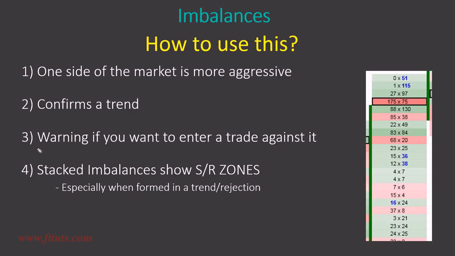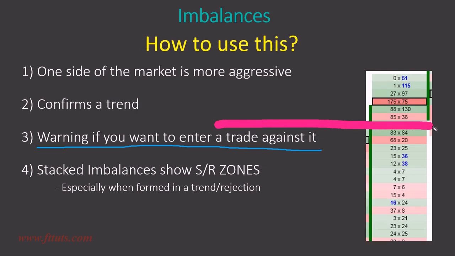Imbalances can also help as a warning if you want to enter a trade which goes against those imbalances. So imagine you have a short level somewhere in here. Let's say this is your short level, this is a resistance, and you want to go short from there, but you see that there are a lot of buying imbalances going against your short. Imagine there are a lot of buying imbalances, for example, also in here.